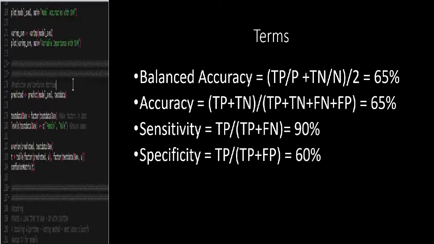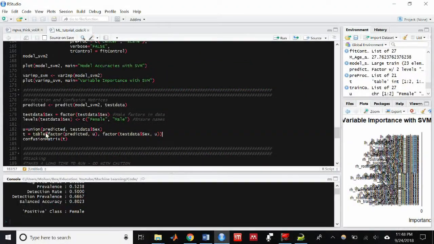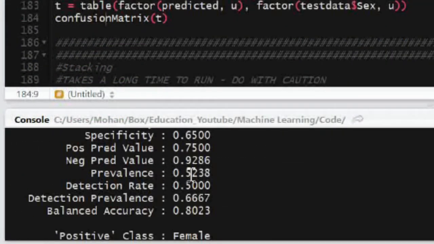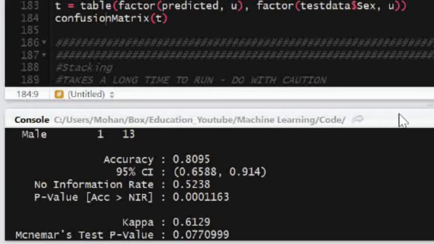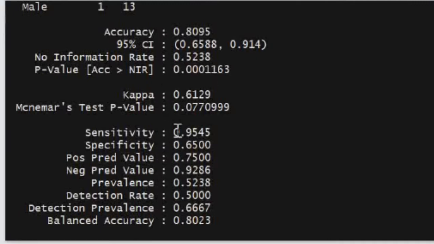So now we're going to use our model to predict the sex on our holdout dataset based on the features that are going to be fed into it. I had to add a few extra lines just to make sure that the confusion matrix was outputted correctly. We can see our model did pretty well. It got an 80% balanced accuracy, which is pretty good for just off the bat.